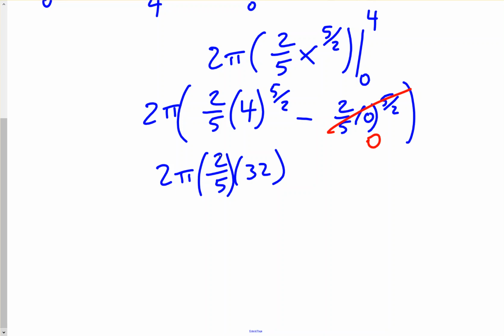Okay, so what does that mean? We have 32 times 2 is 64. 64 times 2 is 128. So we have 128 pi over 5. And that would be the final answer.